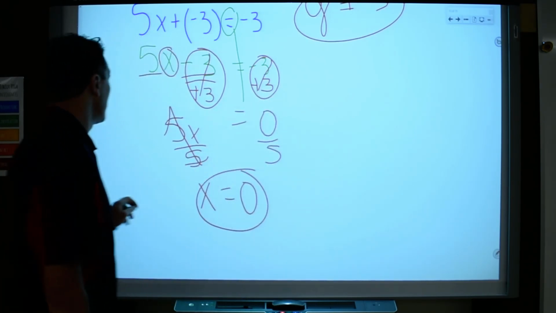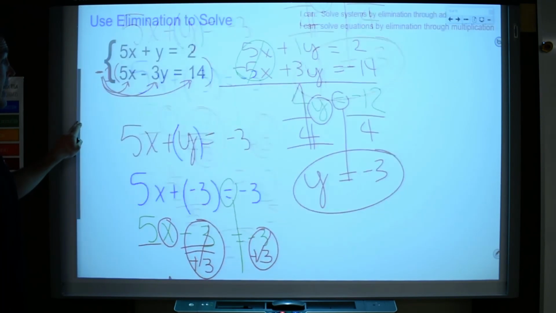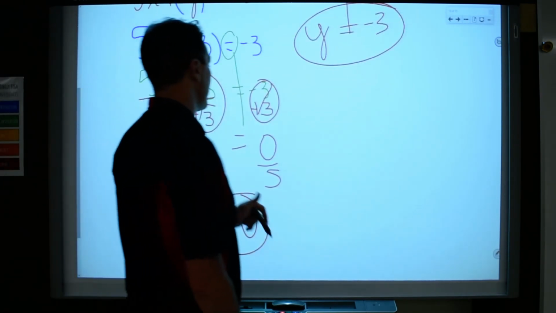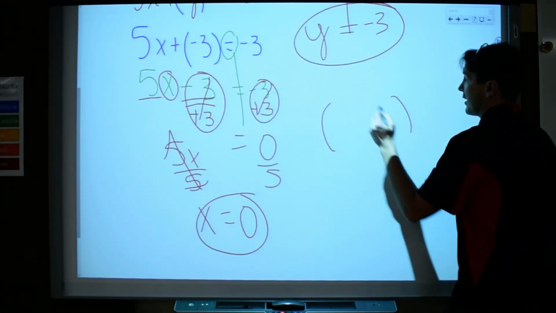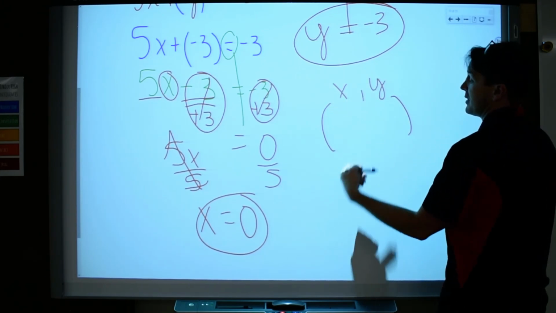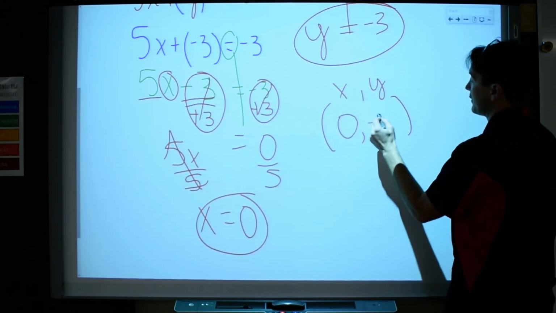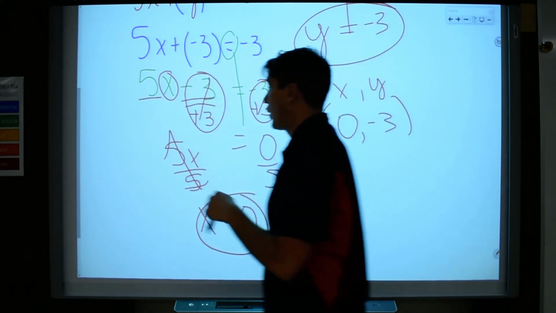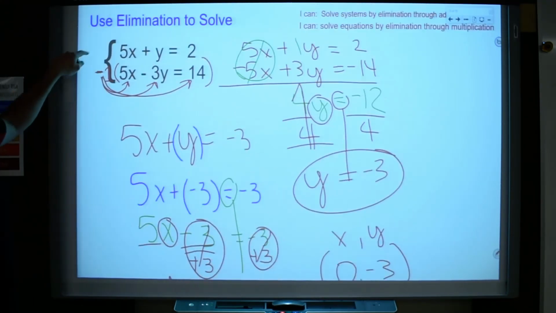So, am I done? Well, I know what x is, and I know what y is, but I'm still not done until I put those into an ordered pair, x and y. So it's going to be 0, negative 3. And that is the point where these two lines intersect.